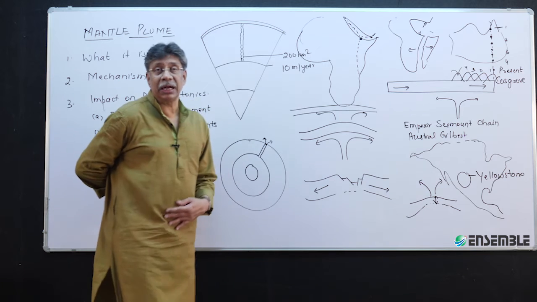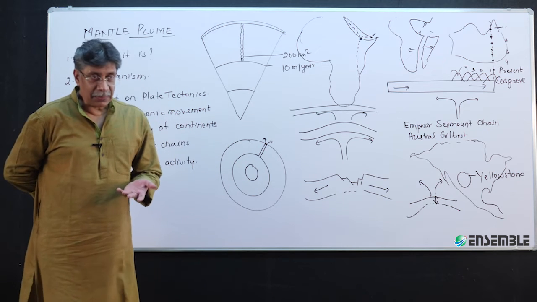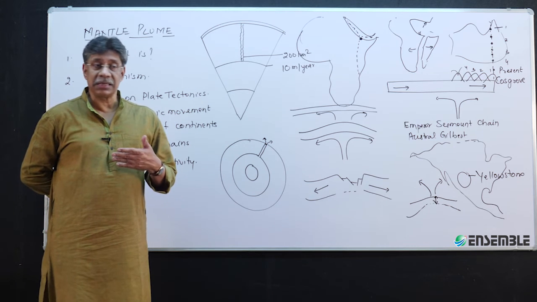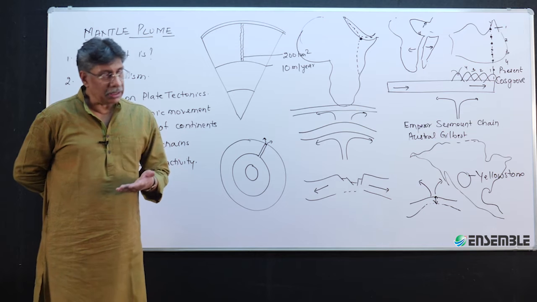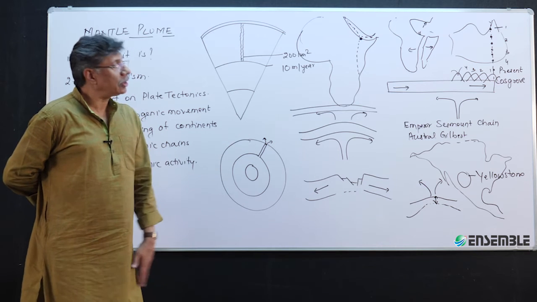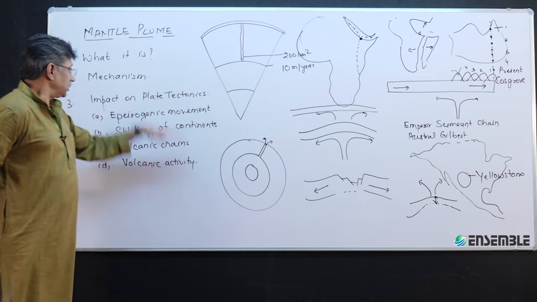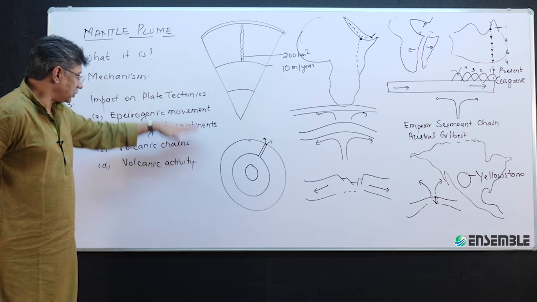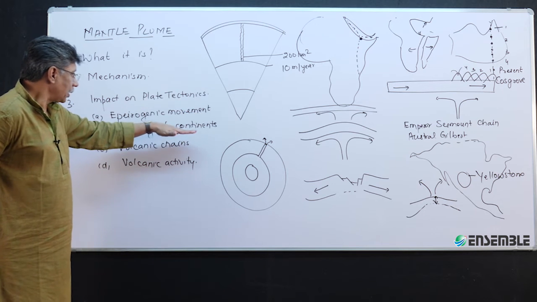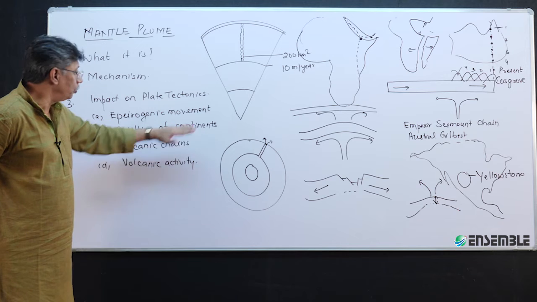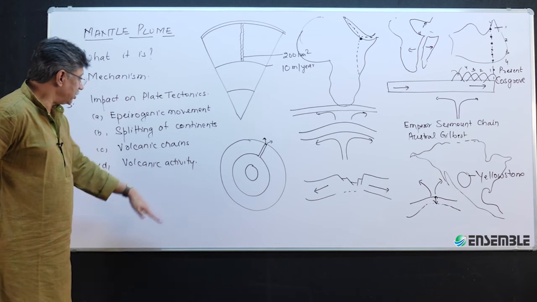Similar types of volcanic eruptions take place in Iceland. A similar type of volcanic eruption has taken place in Hawaii. It keeps on taking place, and this is going to be another place where it is likely to take place. Now, that is going to be its impact on plate tectonics, on epeirogenic movement, on splitting of the continents and movement apart, and volcanic chain creation.